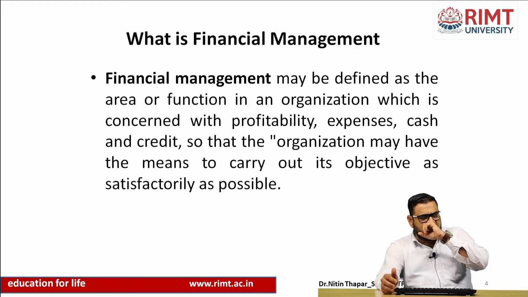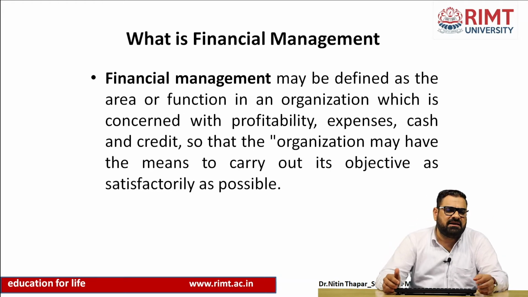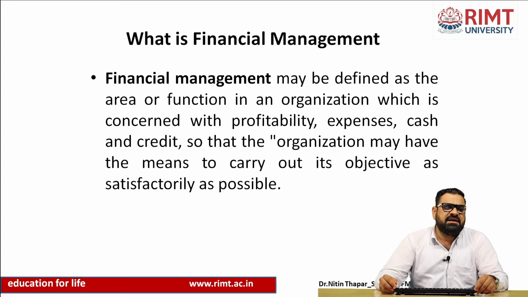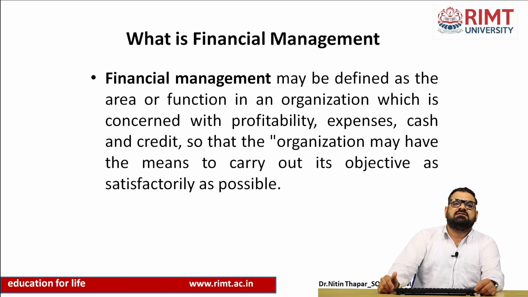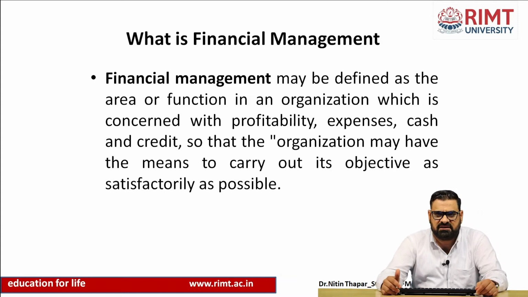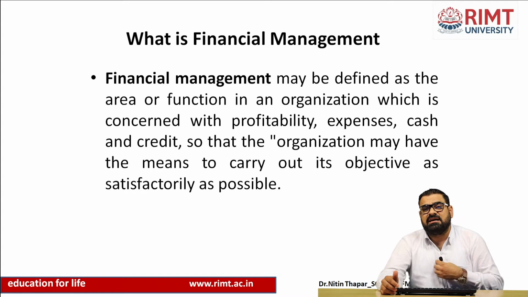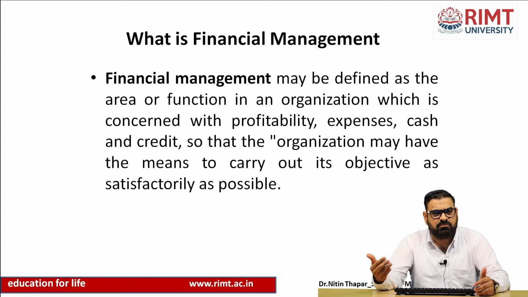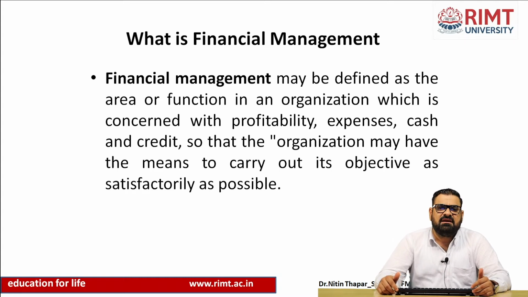Now, as a firm, we have objectives like wealth maximization and profit maximization. As our objective may be, proper financial management is required. It is that function of an organization which is concerned with profitability, because profit is the want of every business. Expenses: how can we maintain our expenses in a way that our revenue is more than our expenses, or vice versa, that our expenses are less than the revenue. Cash and credit means that we have to maintain the working capital cycle to fulfill our day-to-day expense needs, which helps the organization to carry out its objectives as satisfactorily as possible.